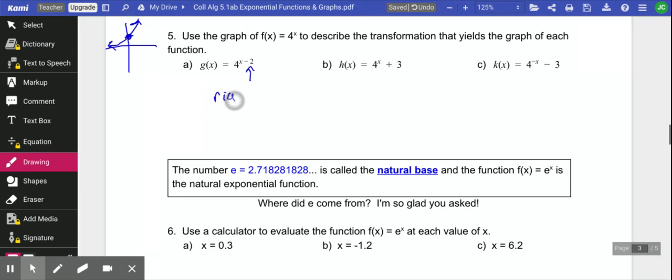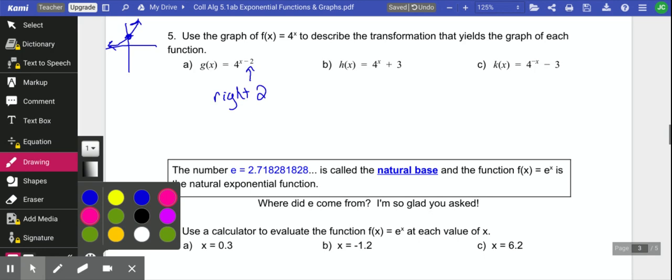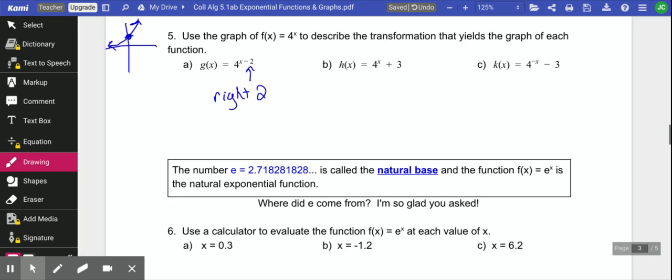Well, that's going to move the whole thing right 2. So instead of going through the point 0, 1, it's going to move over 2, and it'll go through the point 2, 1, and it'll look like that. All right, so then if we have a plus 3, that's going to move it up 3. So instead of going through 0, 1, it's going to go through this point, and everything will move up 3.